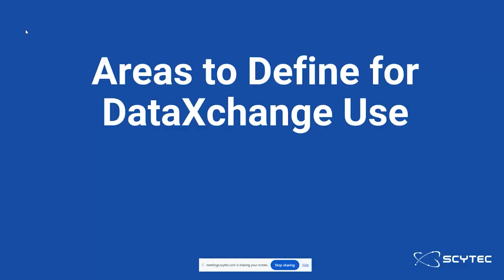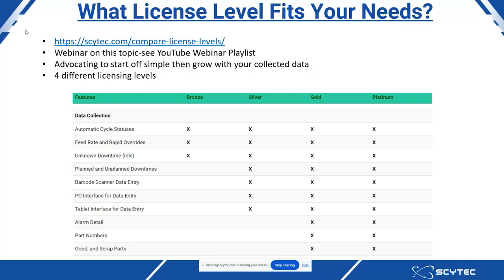So next up, what I'd like to discuss is areas to define for data exchange use when you're getting started off with. One of the things that you would want to decide on before starting off on your machine monitoring journey is what license level fits your needs. Now, unlike some of our competitors, we actually advocate for people that are new to machine monitoring to start off very simple on our bronze licensing level, which basically tells you if your machine is running or not running.